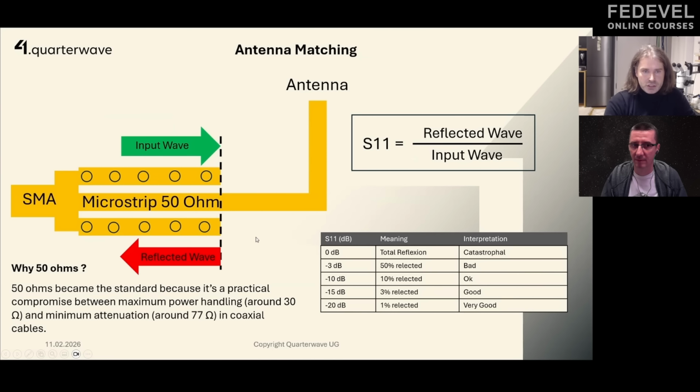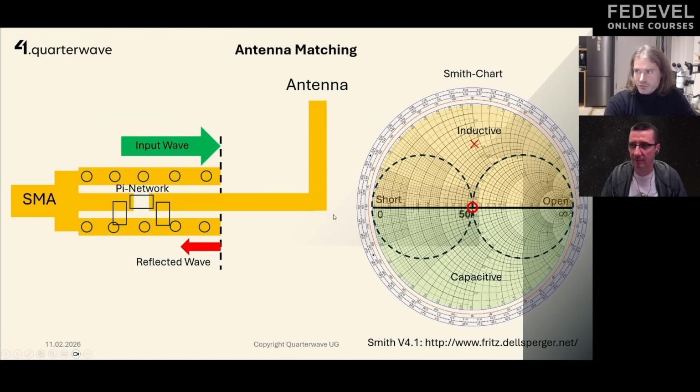The antenna needs to be matched. But what if the antenna is not matched? Therefore, in the antenna world, we use the Smith chart. The Smith chart is a tool with which you can match the antenna. A little explanation: on the x-axis is the real part. On the left side, you have short. On the right side, you have open. And in the middle, you have the 50 ohm. This is the goal that you want to achieve.